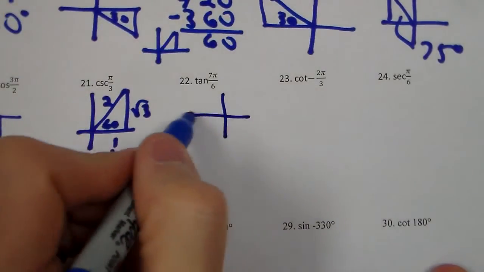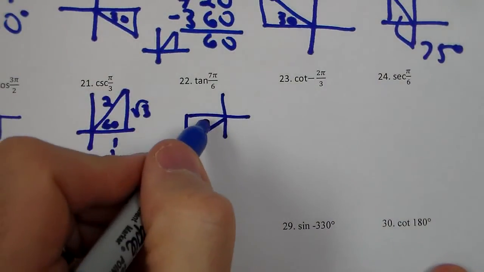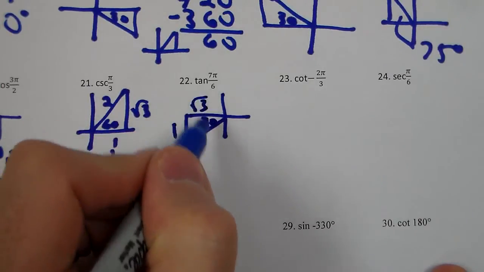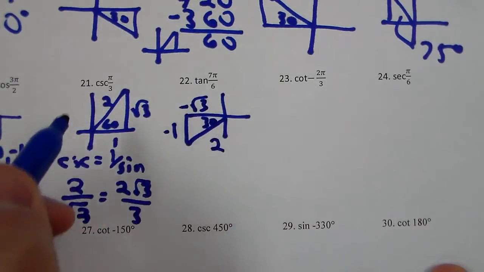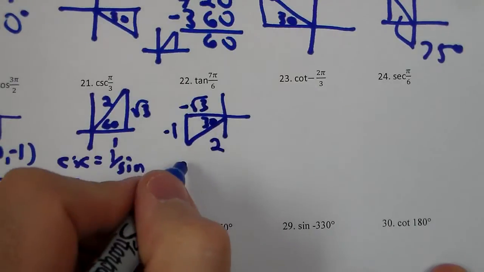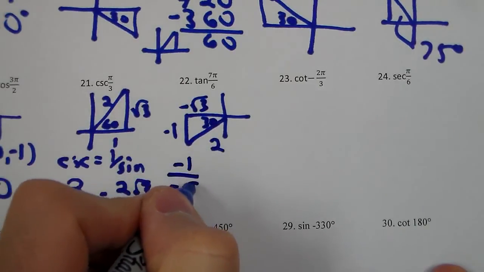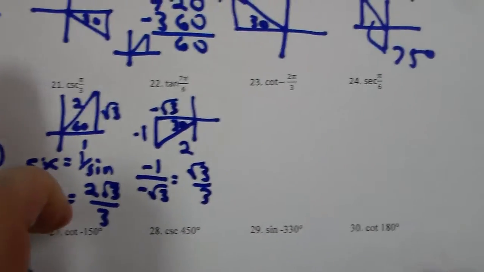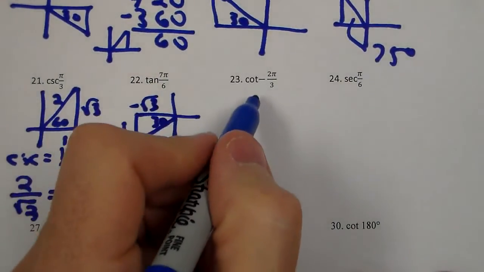Tangent of 7 pi over 6 is pi over 6 past pi, so that's 30 degrees. We'll go 1, root 3, and 2, making these both negative. Tangent is opposite over adjacent, negative 1 over negative root 3. Turns out to be root 3 over 3, and that is positive because it's a negative divided by a negative.